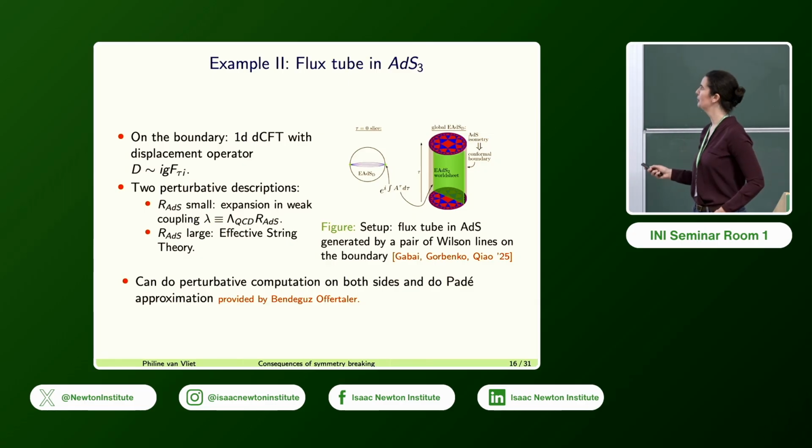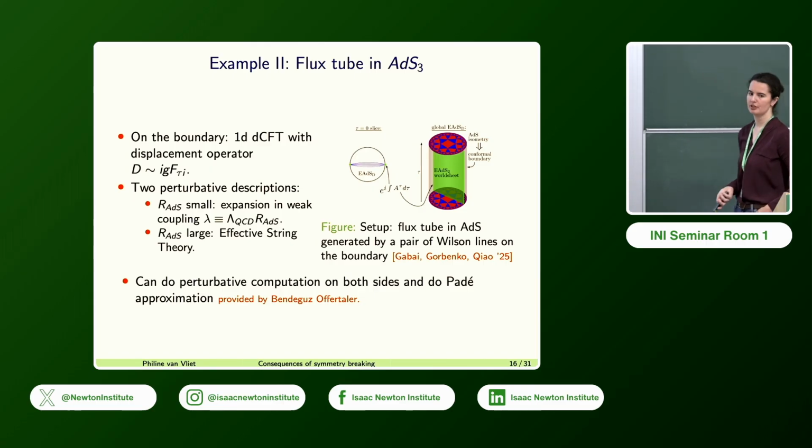So this is the example of a flux tube in AdS. We saw yesterday the talk by Lorenzo about Yang-Mills in AdS. So we also have Yang-Mills in AdS, 3D Yang-Mills for now. And you can have some pair of Wilson lines on the boundary that generate this kind of stretched out flux tube in the bulk AdS. And on the boundary, this just corresponds to a one-dimensional CFT.